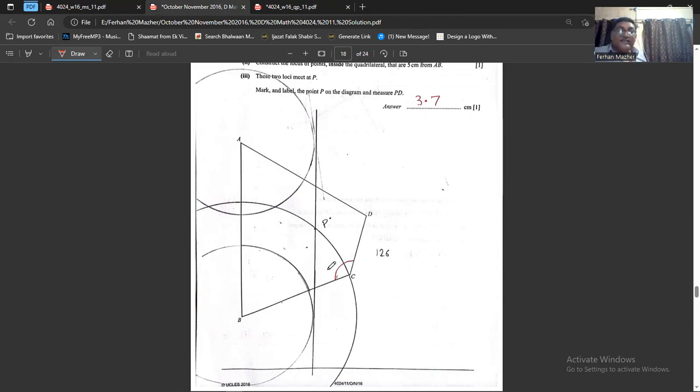So this line, you can see this line is always parallel to AB and it is at 5 centimeters distance from the line AB. So hopefully you understand what I have done here.